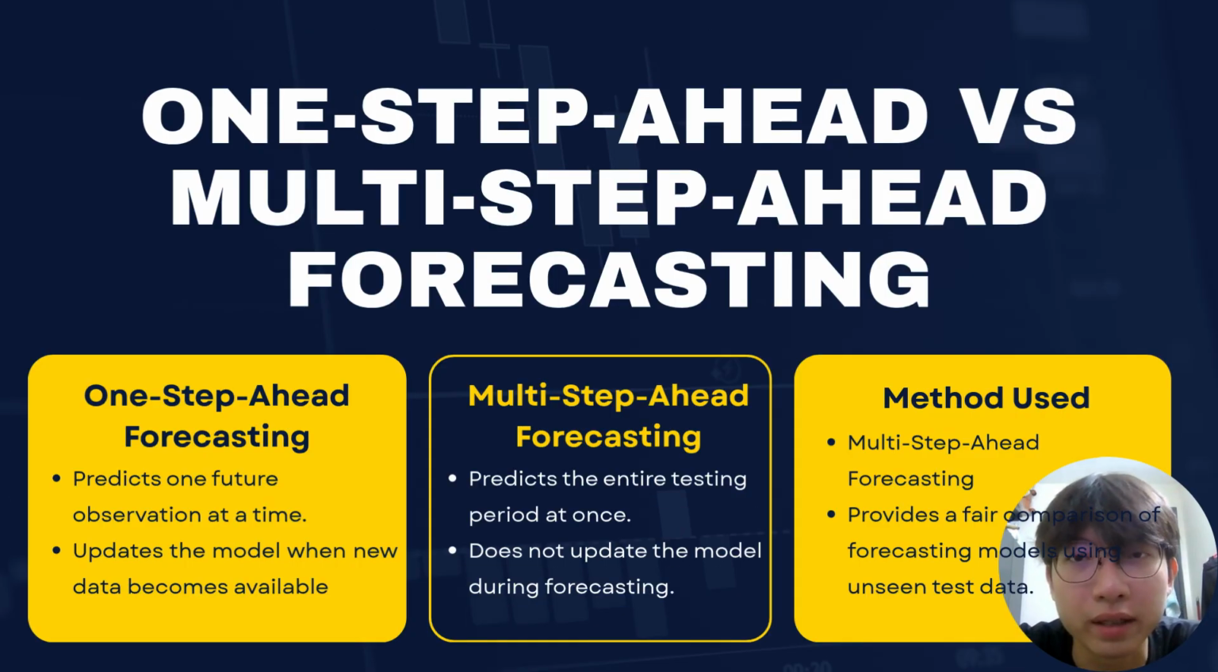There are two common forecasting approaches: one step ahead forecasting and multi-step ahead forecasting. One step ahead forecasting predicts the next observation and updates the forecast whenever new data becomes available. Multi-step ahead forecasting predicts the entire testing period at once without updating the model. In this assignment, I use multi-step ahead forecasting because it allows a fair comparison of all forecasting models using the same unseen test dataset.